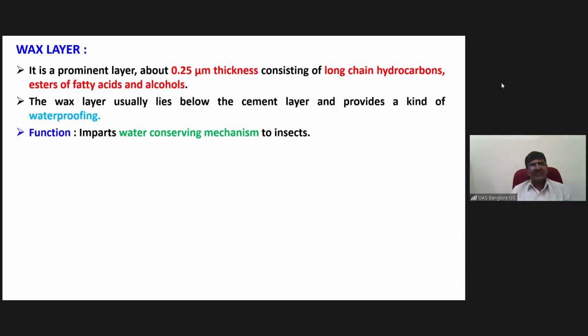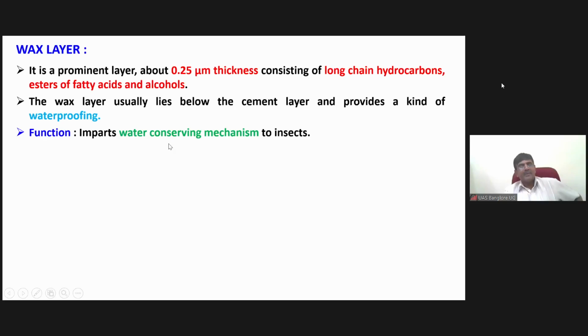All of you know that insects that live in hot climates or deserts need to conserve water, since they don't get moisture in desert conditions. So the wax layer acts as a waterproofing layer, helping in conservation of water.